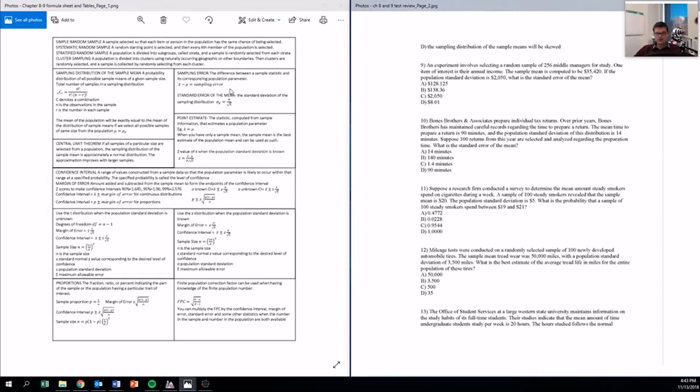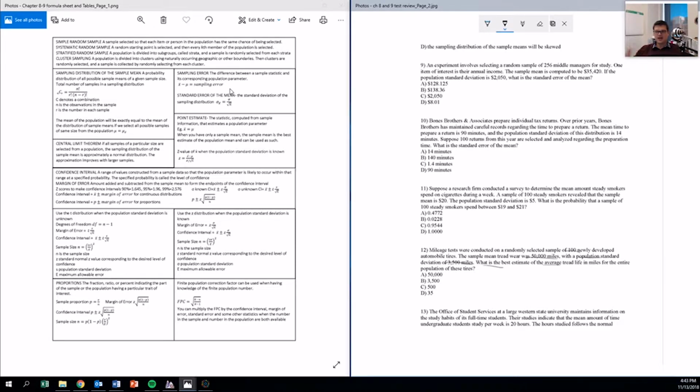So we get several statistics here. We've got 3,500 miles for the population parameter standard deviation. It was a sample of 100, and the mean tread wear was 50,000 miles. Now let's look at the question and make sure that we're answering the right question. What is the best estimate for the average tread life in miles of the entire population of these tires?